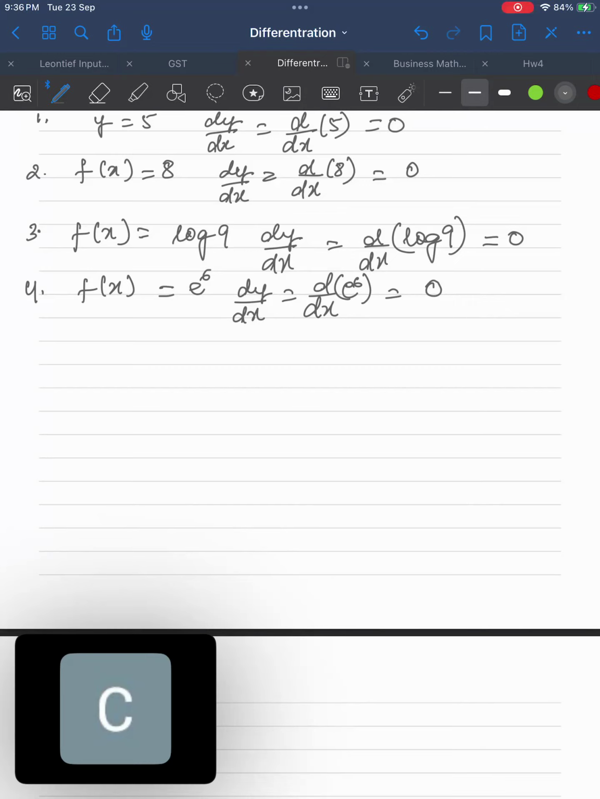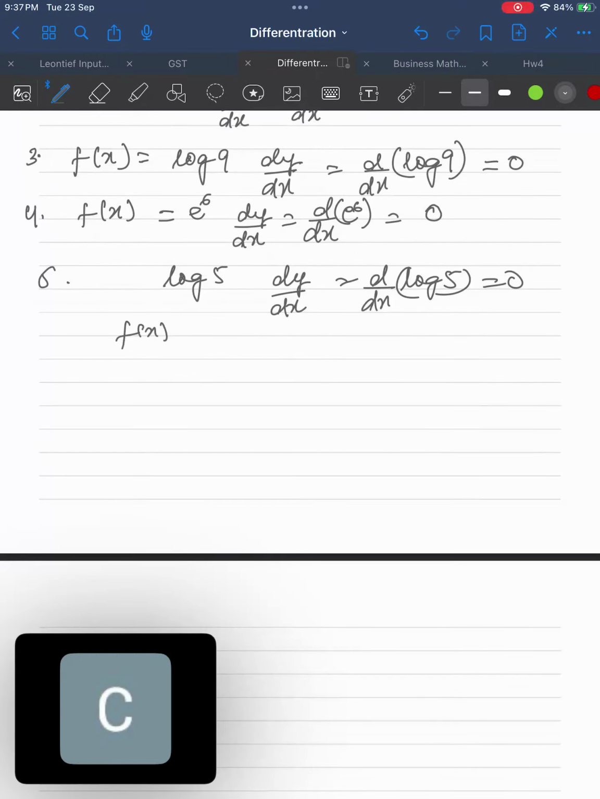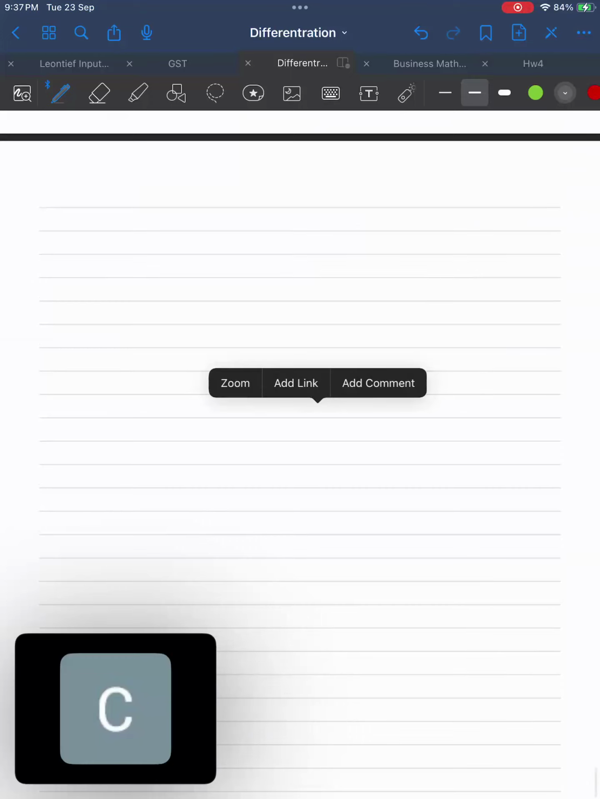Why? It's a number. Suppose log 5. I am interested in the dy by dx of it, which would be 0. I think you are getting the point. If I ask for f(x) equals 6, I think you can calculate that it comes out to be 0. Suppose I say e to the power 2, dy by dx. I think no need to belabor it much. It's clear now. Then we come to rule 2.